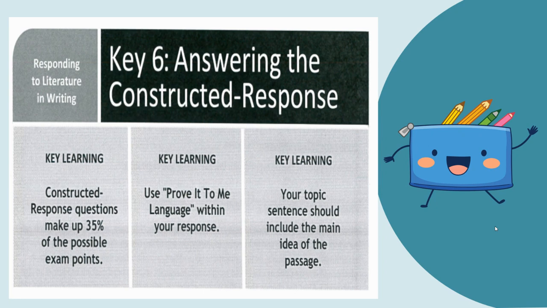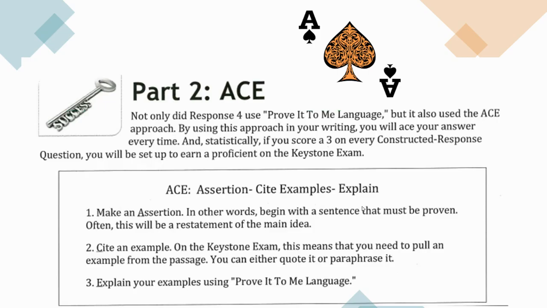We left off talking about constructed response questions making up 35% of the possible exam points. So our key learning is to use prove it to me language within our response, and your topic sentence should include the main idea of the passage. Not only did our responses use prove it to me language, but we're also using the ACE approach. By using this approach in our writing, we can ace our answer every time.